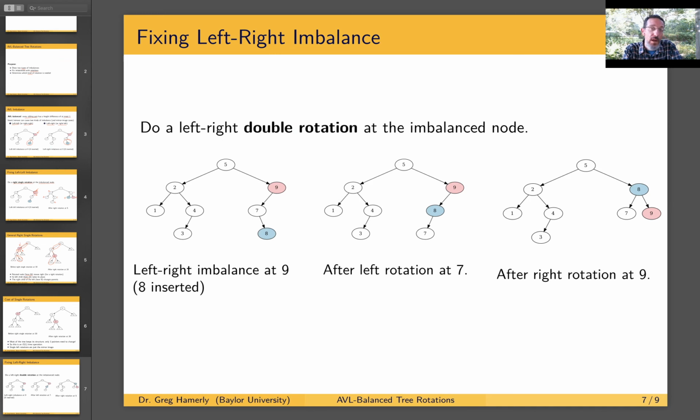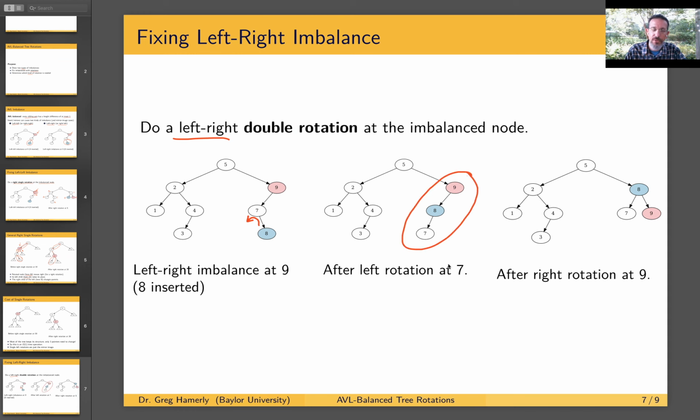Now, the second case that we talked about was the left-right imbalance. To fix a left-right imbalance like we have here, we have to do what's called a double rotation at the imbalanced node. And a double rotation is sort of what it sounds like. It is 2 single rotations. So look, a left-right double rotation starts here and does a left rotation at 7. And when we do the left rotation at 7, 8 comes up and takes its place, and 7 goes down. Okay, now we have this situation.